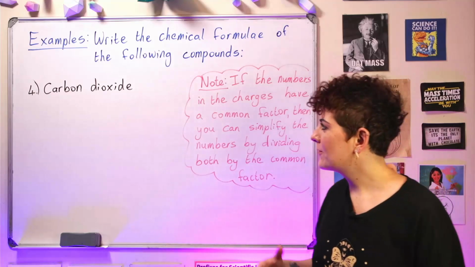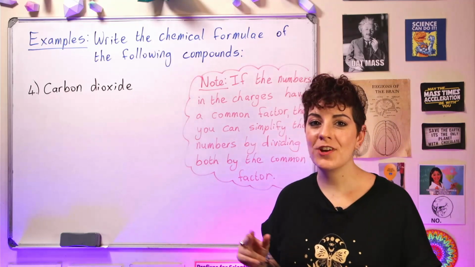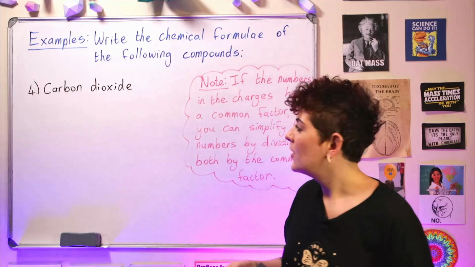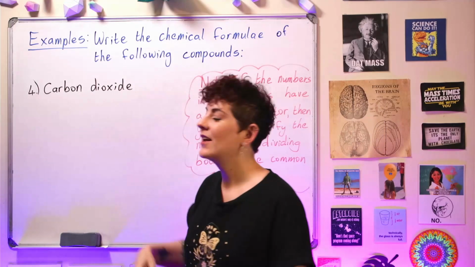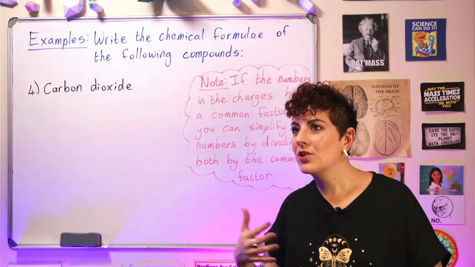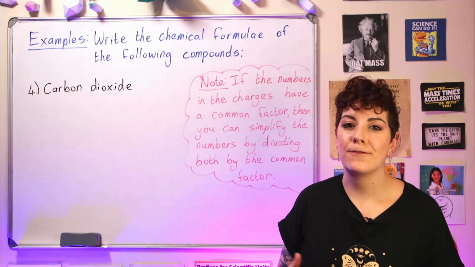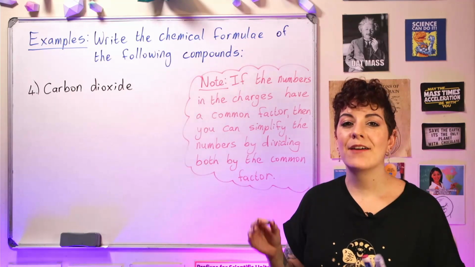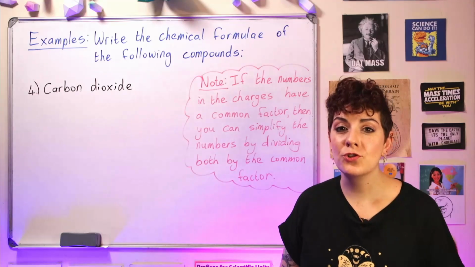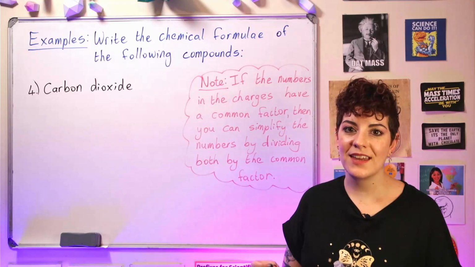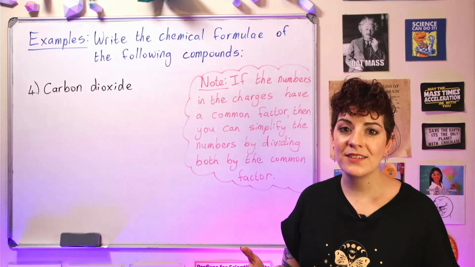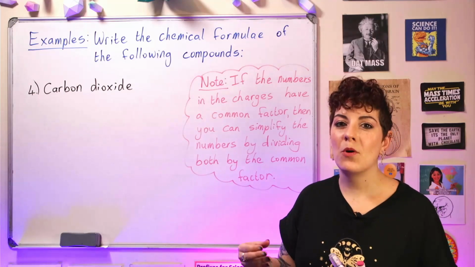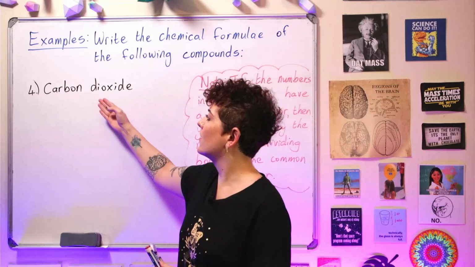Now, the name of carbon dioxide should already tell us that there are 2 oxygens with the carbon because the prefix di means 2. But I want to show you in any case how we get the formula of carbon dioxide. Now, it's very much possible to have compounds that have 2 non-metals bonded together, and in those cases, you can write the order of the ions in the same order as what you see in the name.